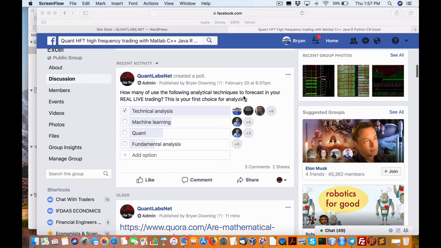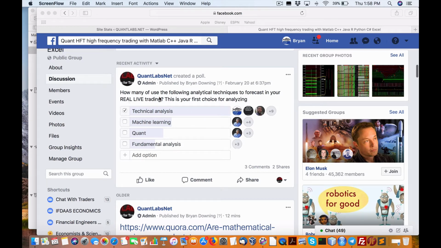Let me just show you the current status of the survey on techniques people use for their trading. We got technical analysis, machine learning, quant, fundamental analysis. Small numbers, but it still gives you an idea of where things are at. This is found on my group on Facebook, Quant HFT, High Frequency Trading with Quant Lab, C++, Java, R, and you should be able to find it using those keywords.